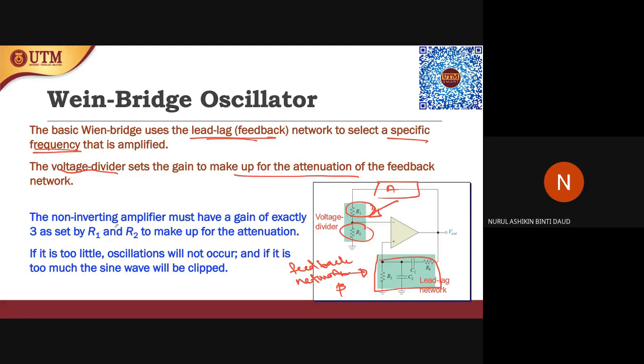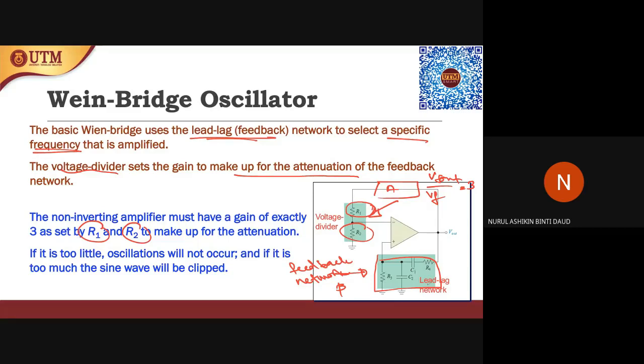As mentioned, the voltage divider sets the gain to make up the attenuation of the feedback network. It must have a gain of exactly 3, as set by R1 and R2, to make up the attenuation. Later on we're going to look at the amplified gain part, which is the A. The total gain, V out over VF, should equal 3 in order to have a sustained signal for this amplifier.